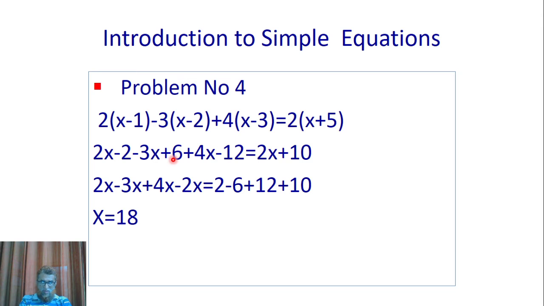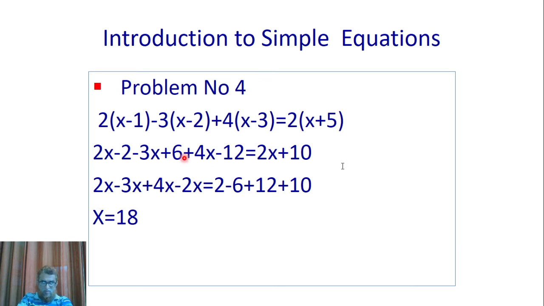Now the values with x and without x will be grouped on two separate sides. See here, 2x we put here, minus 3x we put here. Then plus 4x, we kept it here itself. Then from the right hand side, 2x, we moved to the left hand side, so 2x becomes minus 2x. Then this 2 and this 6, minus 2, plus 6, and minus 12. Minus 2 plus 6 is 4, okay.